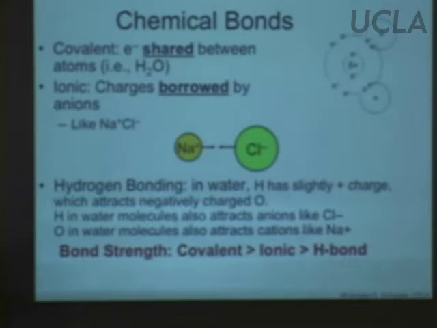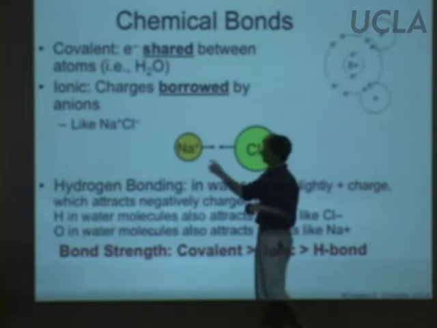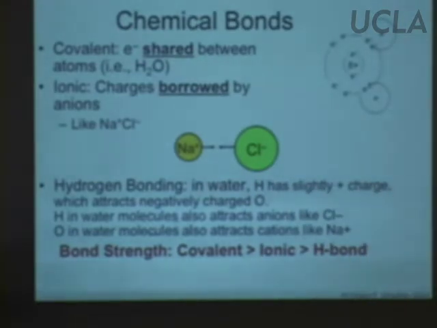You can also have ionic bonds where you have cations and anions in proximity to each other. They're going to feel an attraction because, of course, opposite charges attract. That can be quite strong also.